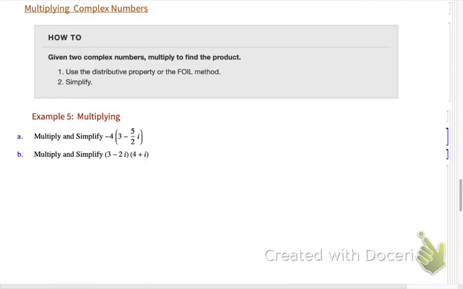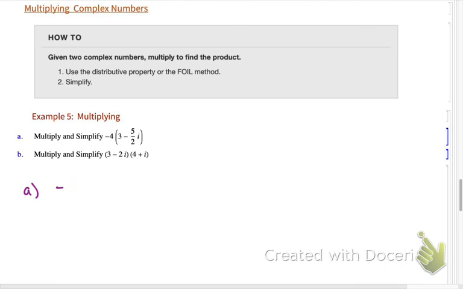All right, so now let's talk about the multiplying of complex numbers. Now, given two complex numbers, when we're going to multiply to find the product, number one, we're going to use the distributive property if we're only multiplying a complex number by a real number. But if we're multiplying two complex numbers with real and imaginary part, we're just going to use the FOIL method, just like if we were going to multiply something like x plus 2 times, say, x minus 5.